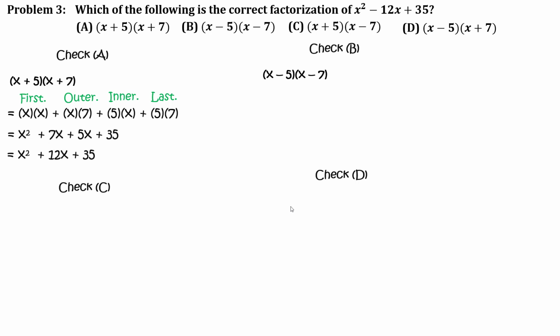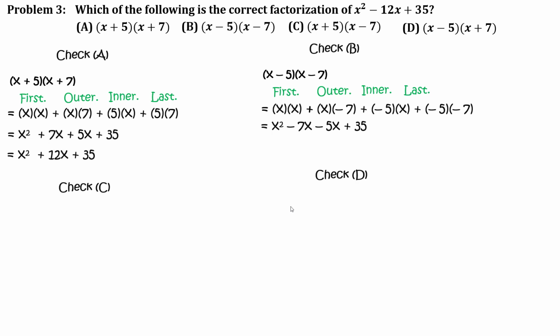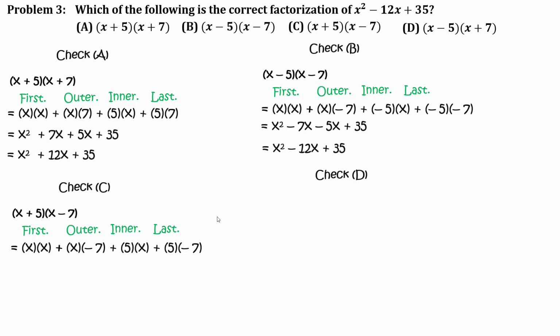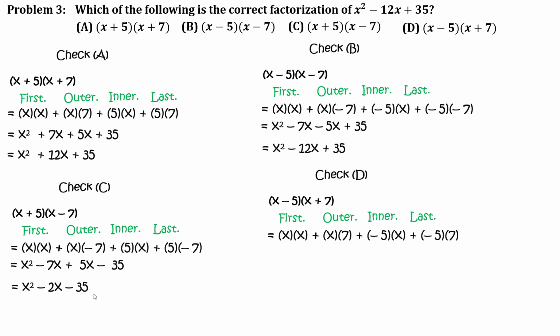Then I'm going to do the same thing for B, check x minus 5 times x minus 7, apply the FOIL pattern, simplify to get x squared minus 7x minus 5x plus 35, and then the result is x squared minus 12x plus 35. Then I'm going to check C. I get x squared minus 2x minus 35, and check D by multiplying first, outer, inner, last. I get x squared plus 2x minus 35.